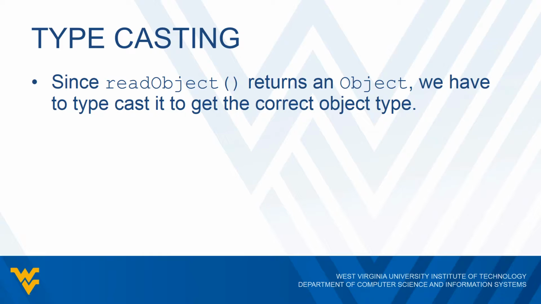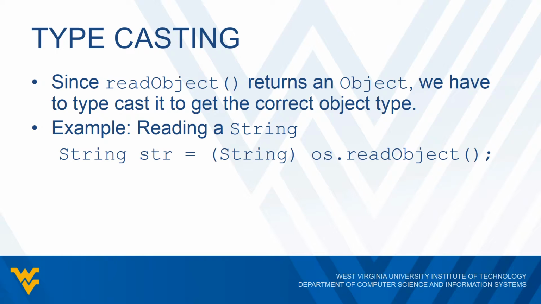So for example, let's say we want to read a string. Notice that I did not mention anything about a read chars method or a read string method. That doesn't exist. So what we have to do instead is use the readObject method and typecast it as a string. So we can do something like this. Notice that we have os.readObject. That method takes care of reading a string from our file. And then in order to store it in a string variable, we need to typecast it as the string class.